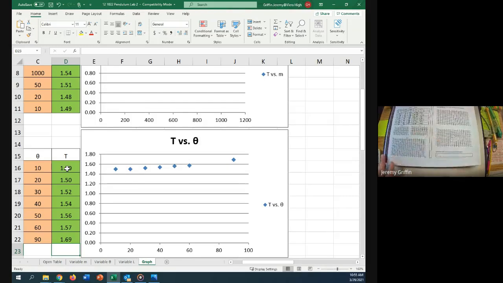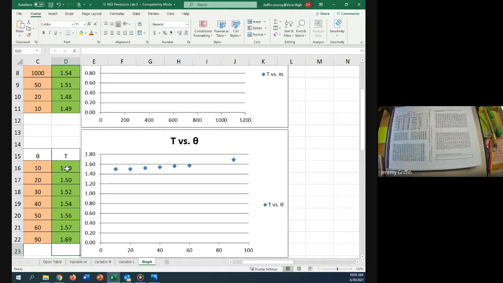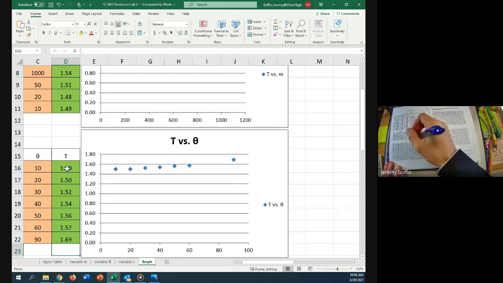Right. So you see time versus angle graph. Okay. So scale the vertical axis as time in seconds, and the horizontal axis is the angle in degrees. 20, 30, 40, 50, 60, 70, 80.